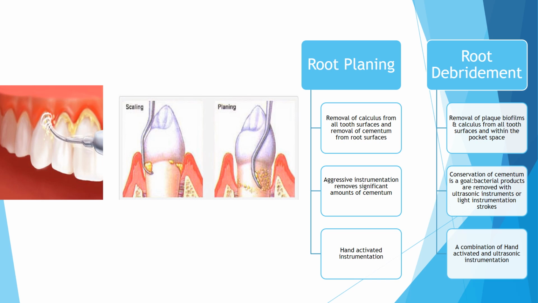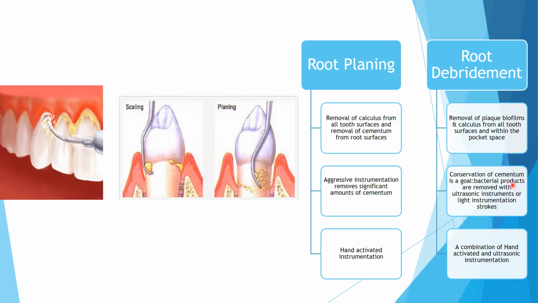So, coming to the differences between root planing and root debridement. Under root planing, there is removal of calculus from all tooth surfaces and removal of cementum from root surfaces. Whereas in root debridement, there is removal of plaque biofilms and calculus from all tooth surfaces and within the pocket space. Root planing involves aggressive instrumentation which removes some amount of cementum also, but in debridement there will be conservation of cementum. That will be the goal. The goal will be only the removal of bacterial products.